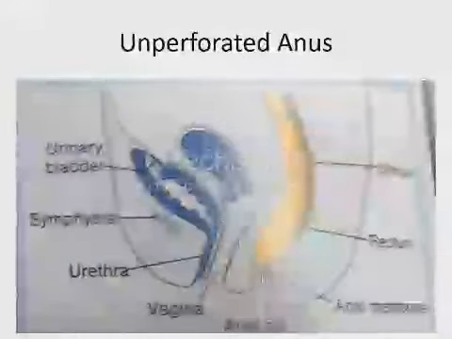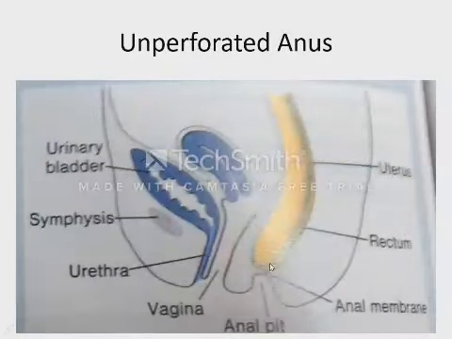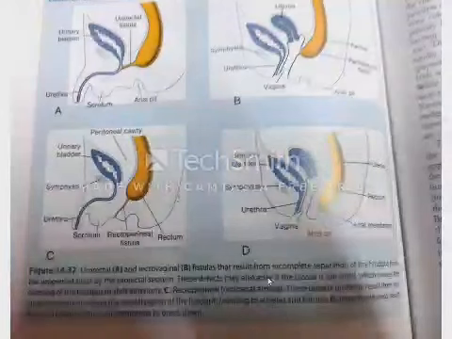This picture shows the formation of imperforate anus. So this is the rectum, failing to rupture outside. So there is an anal pit but without opening, so-called imperforate anus.